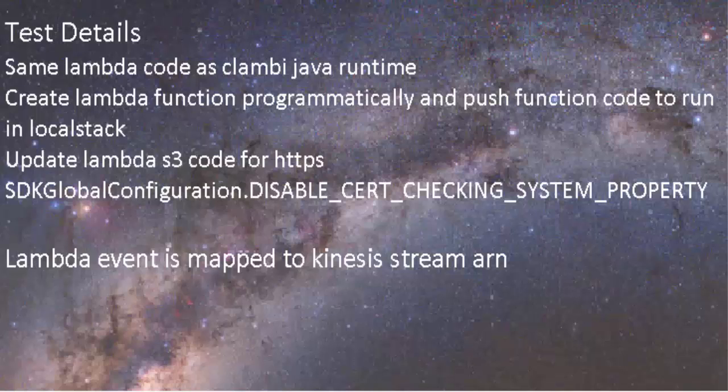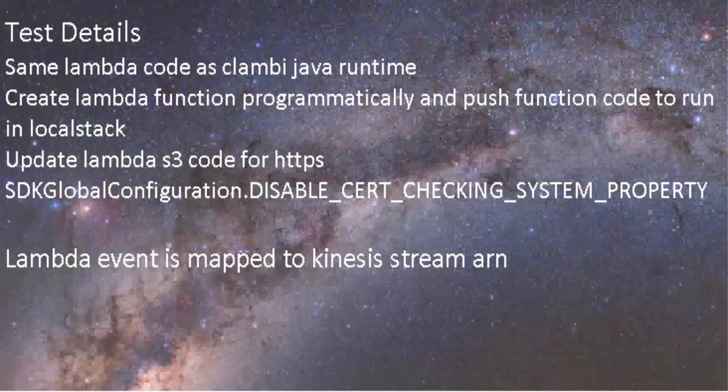Just to update to this point, it's the same code as in our previous Lambda function test where we set up a Kinesis event. But now we're going to create the function code programmatically and zip it up and push it into LocalStack. When the event is triggered, the Lambda function runs and it pushes data to S3. We need to update our S3 code to configure the system property, disable cert checking, to be false.